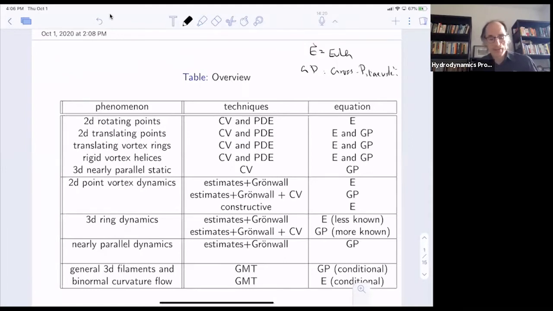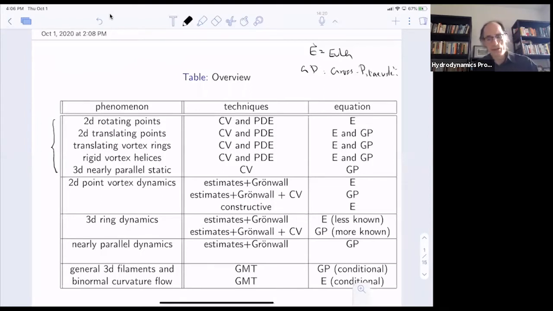Just to give a general overview, if we look at this, the first batch of phenomena are all ones involving solutions that move by rigid motion, either a rotation or a translation or a combination of rotation and translation in some cases. And so these all reduce to basically elliptic problems. So they reduce to problems in which the time variable doesn't appear.